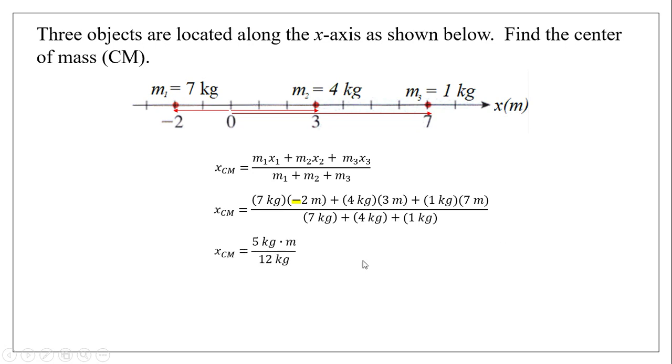If you do all this correctly, the top reduces down to just 5, and then the bottom reduces down to just 12, and then 5 divided by 12 will give you a value of about 0.42 meters from 0, and it's positive, so therefore it is to the right of 0. Here I roughly put this little x because this is every increment of 1. So about 0.42, about the center.